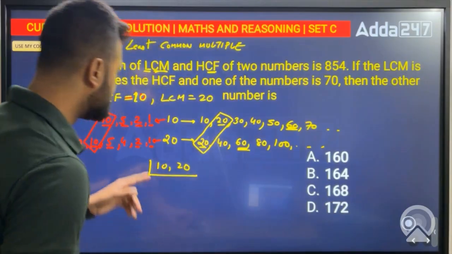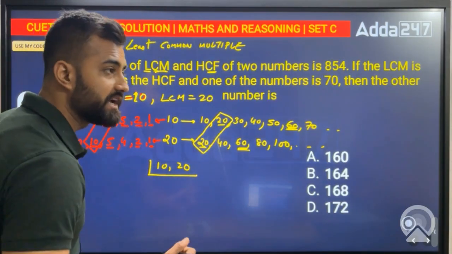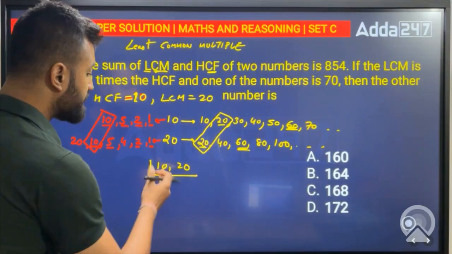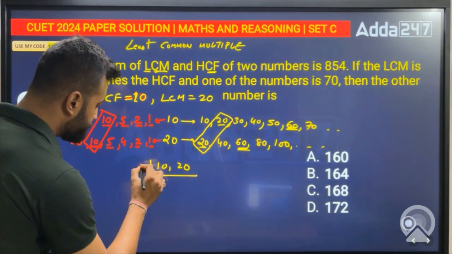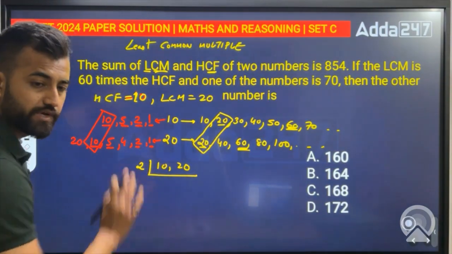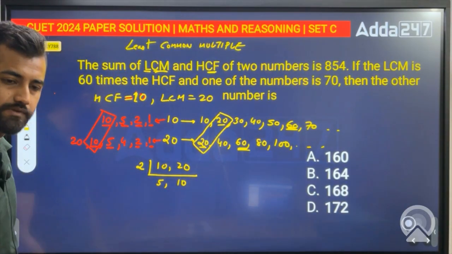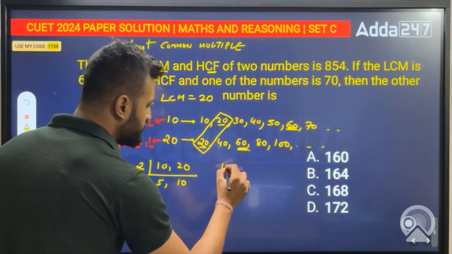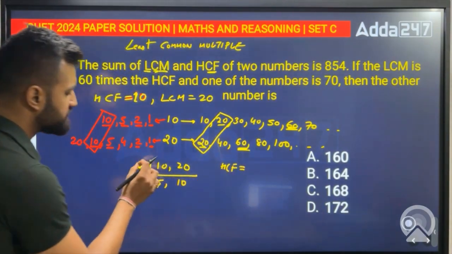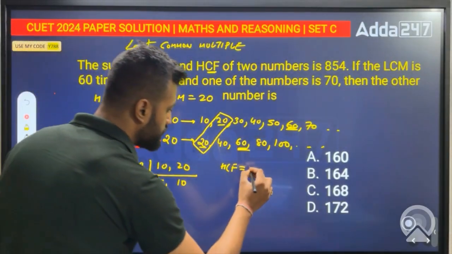Okay, let's start dividing. Always take the same numbers which can divide both the numbers. Now see 2. 2 can divide 10 and 20 both. 2 5s are 10, 2 10s are 20. Done. So in HCF, you keep putting the numbers which are dividing both the numbers. You will write 2 out here.